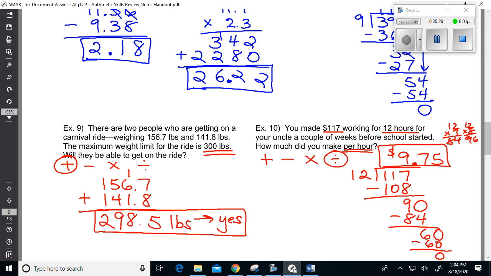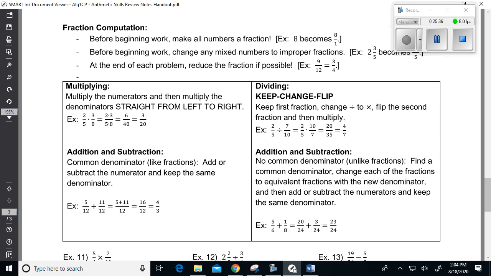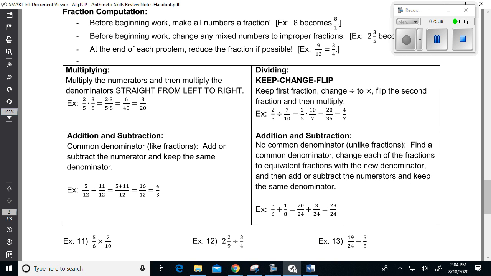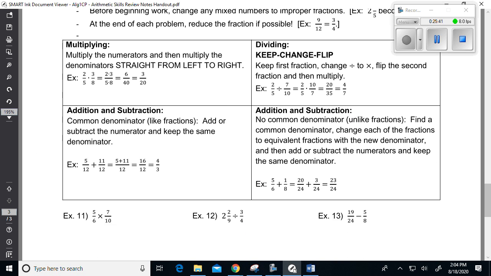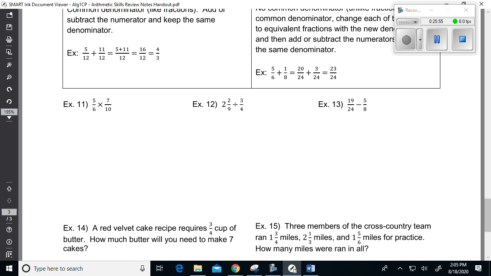So, let's deal with fractions. So fractions, we have rules for multiplying, dividing, adding and subtracting if the denominator is the same, adding and subtracting if the denominators are different. We're going to tackle all of it. So let's start with problem 11. Again, if you have a question, don't be shy to ask. I want to make sure that you know what you're doing.